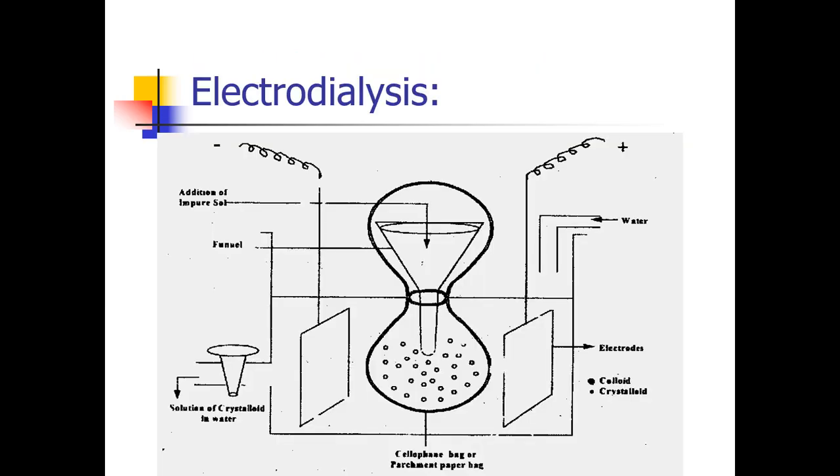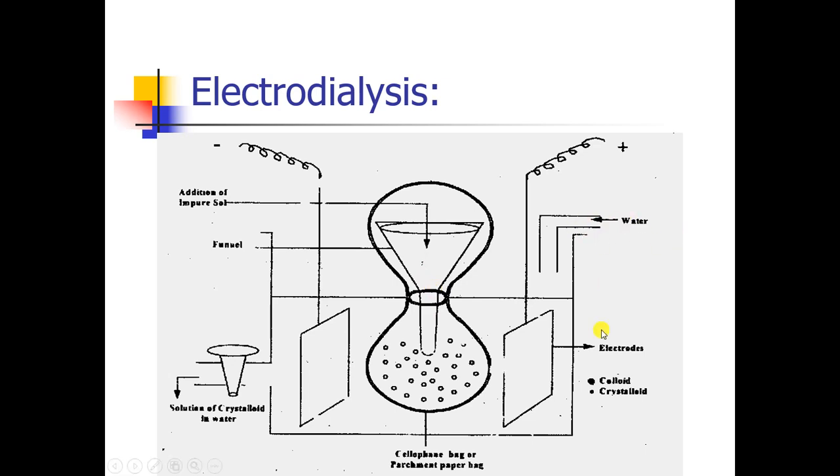So this is a very simple instrumentation. You can see here this is called a cellophane bag or parchment paper bag, and this one is the solution of the crystalloid in water, and this one is the funnel. The funnel is used by which we can add the impurities or the impure solution. The material which passes through the filter paper and becomes clear is called the filtrate, and the insoluble substances left in the funnel are called the residue.